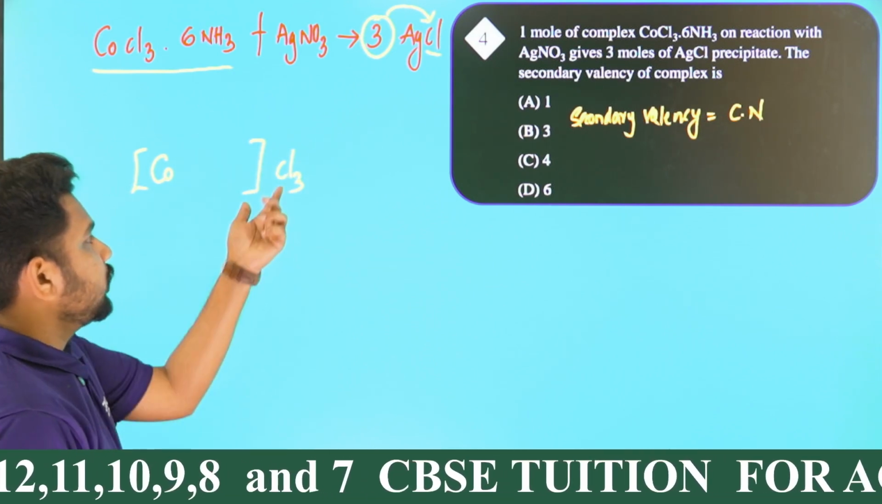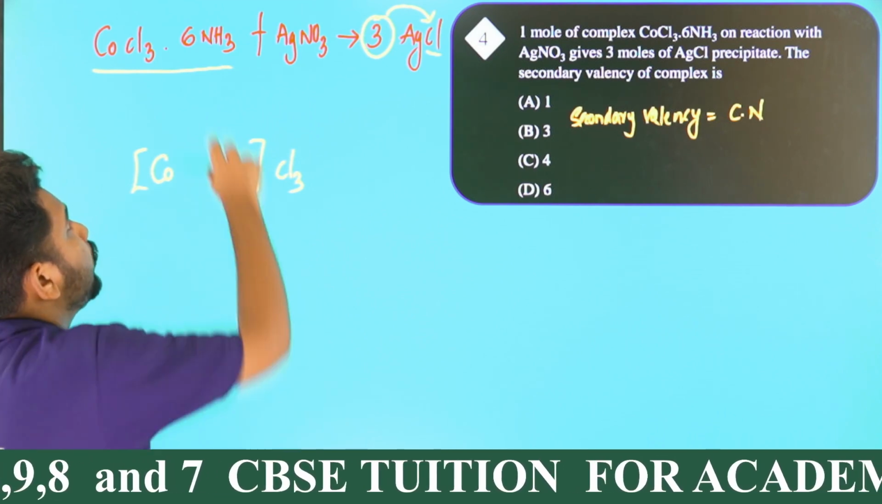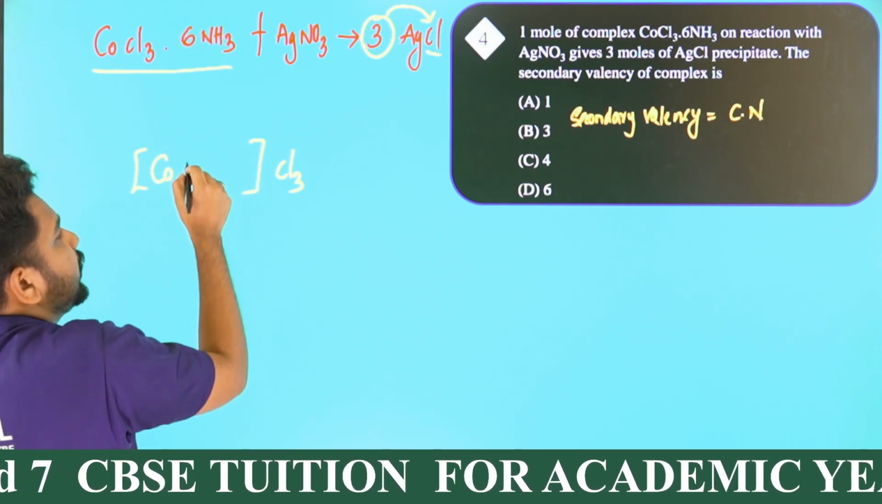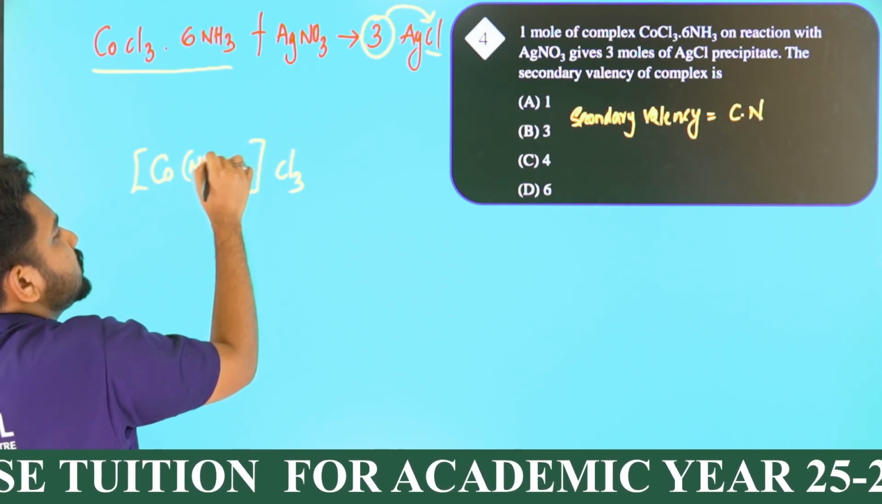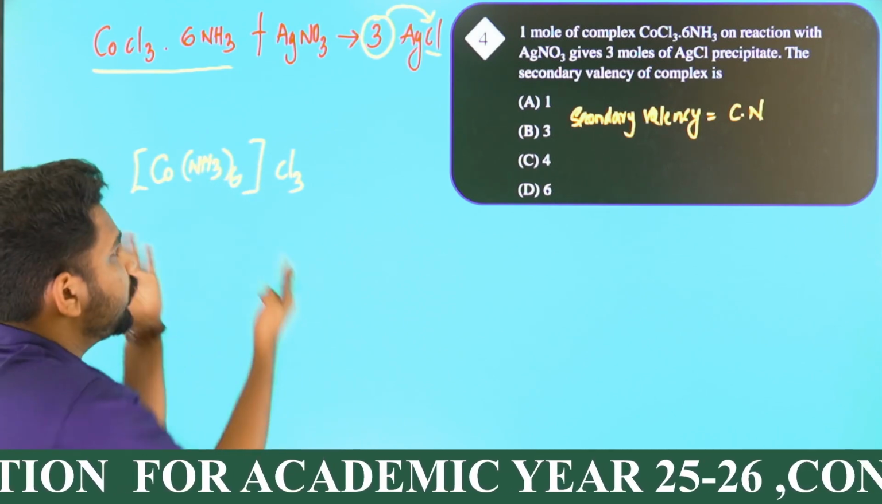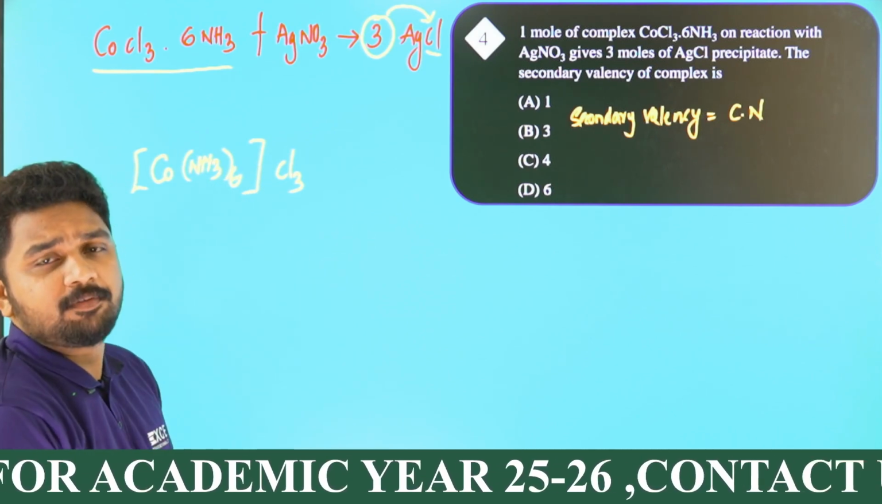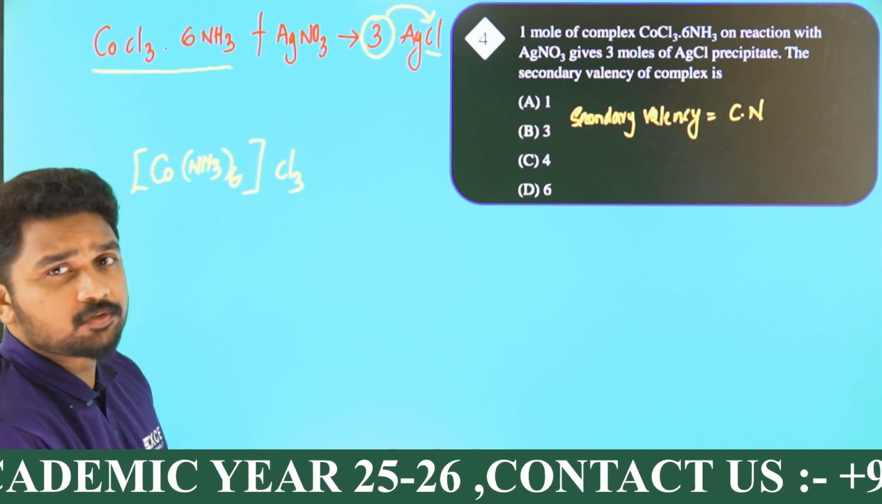So yeah, this will be the thing. And what is the remaining? 6 NH3, that you can put like this, NH3 6 times. Now we got the structural formula of this complex compound.